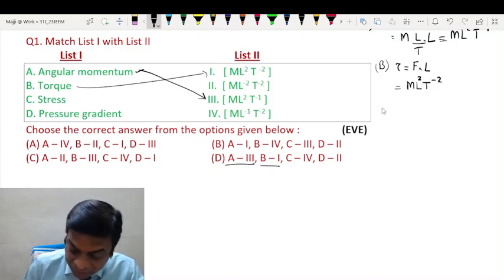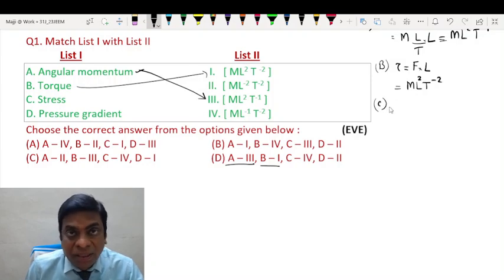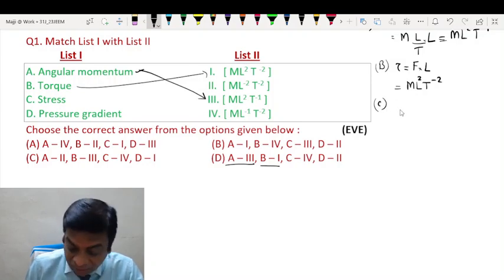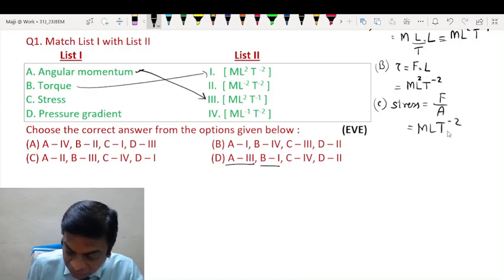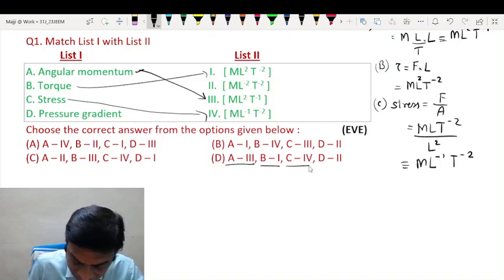Then coming to stress. Stress is nothing but restoring force per unit area. So it is just like pressure. So stress is restoring force per unit area. For force we have MLT⁻². For area we have L². So finally we have ML⁻¹T⁻². So stress should be mapped with 4, C with 4.